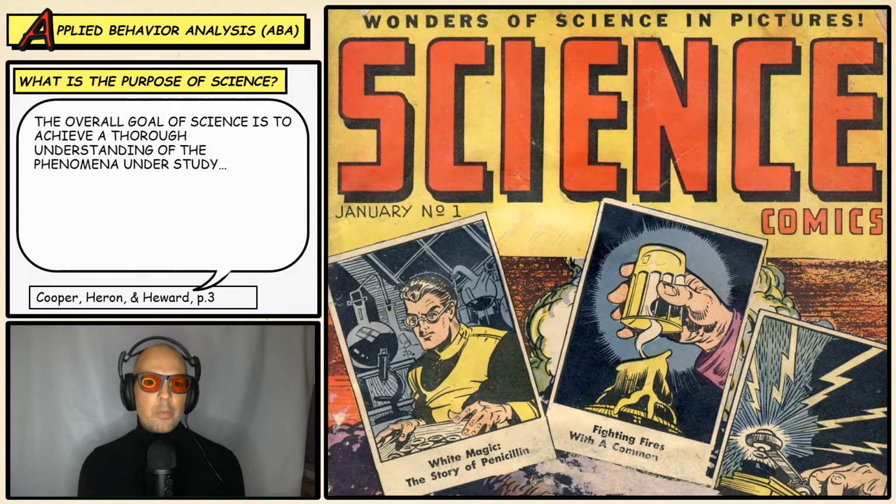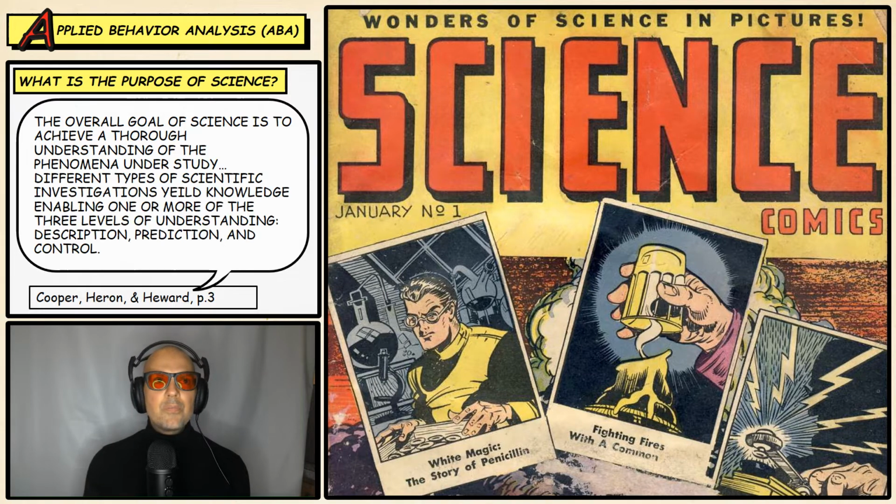So the basic framework for this, we're going to take from Cooper, Heron, and Heward, and they stated that the overall goal of science is to achieve a thorough understanding of the phenomena under study. Different types of scientific investigations yield knowledge enabling one or more of the three levels of understanding: description, prediction, and control. So taking that as a starting point, we're going to go through each of those points.